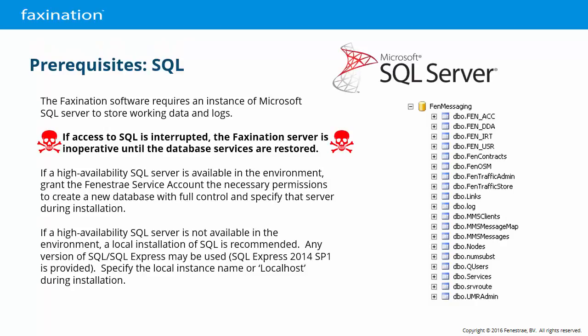Regarding SQL, it's important to know that SQL services represent a single point of failure for Faxination. If you do not have a high availability SQL resource in your environment, it is recommended to install a local SQL instance on the Faxination server itself. SQL Express 2014 SP1 is provided with the Faxination 2016 distribution, in which case you'll want to specify the local instance name or localhost during installation.